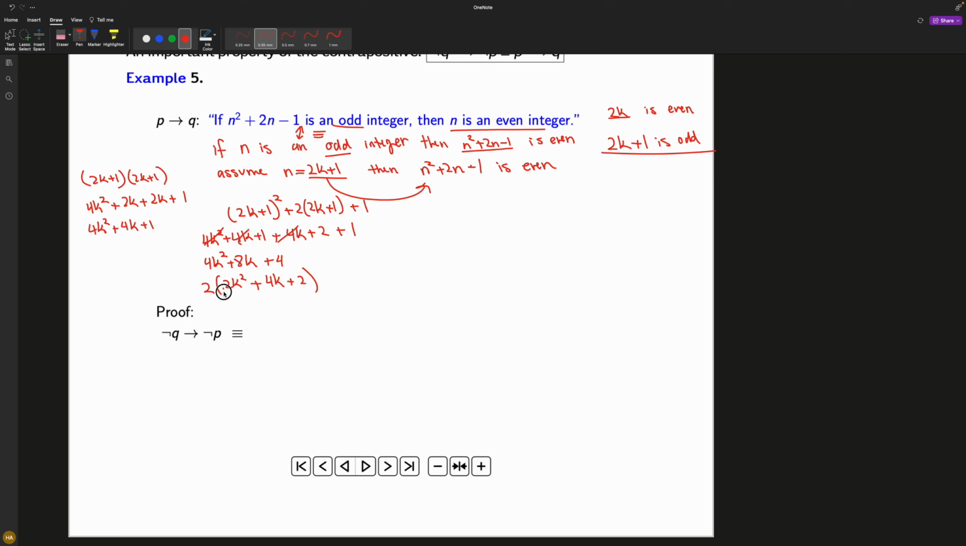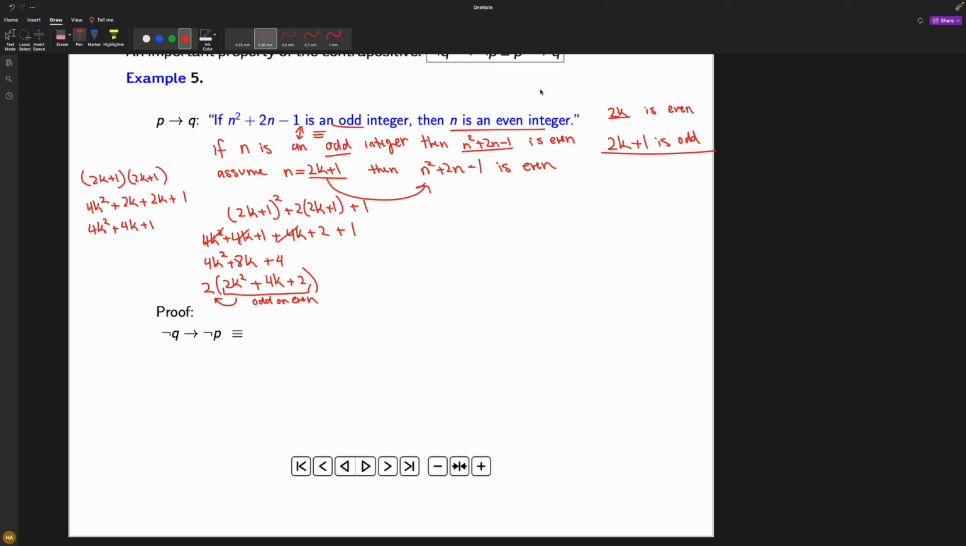So now, this looks ugly. I'm not going to try to figure out if this is odd or even. I don't care what this is. This could be odd or even. But since I'm multiplying it by 2, this will always be even. Right? Just like we said here. It doesn't matter what k is. This will always be even.